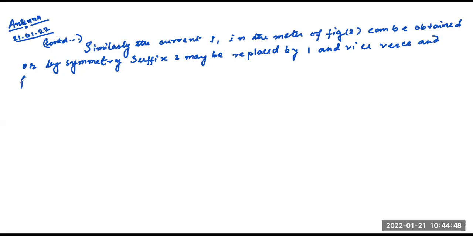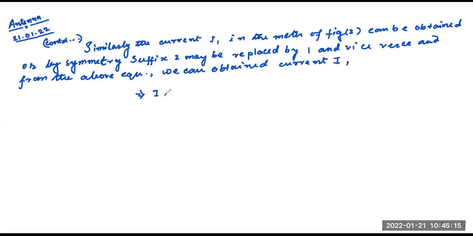And from the above equation, we can obtain current I1, that is I1 equals E of 2 1 into Z of M by Z of 11, sorry, Z of 11 will be replaced, 1 की जगह 2 होगा, so Z of 22 into Z of 11 plus Z of M into Z of 22 plus Z of 11.